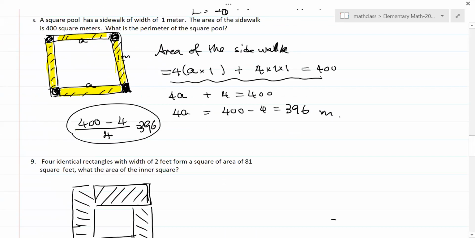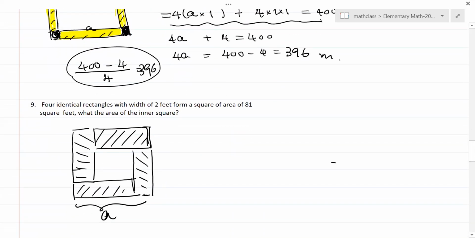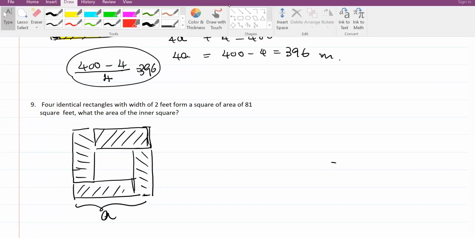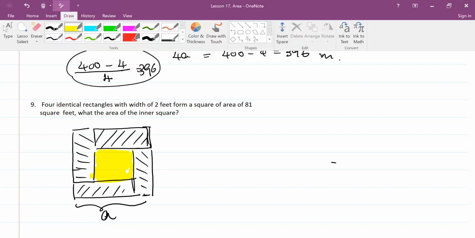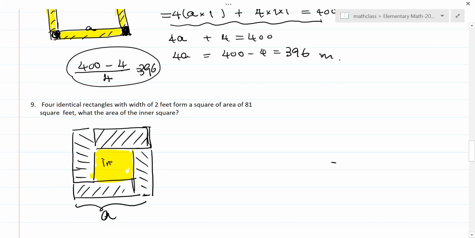Okay. All right, so for the next problem, I drew the picture here. 4 identical rectangles, as shown to you, with a width of 2 feet, form a square of area 81 square feet. What is the area of the inner square? So I'm talking about the inner square. This is the inner square, right? Okay. Let me know if you can figure it out.